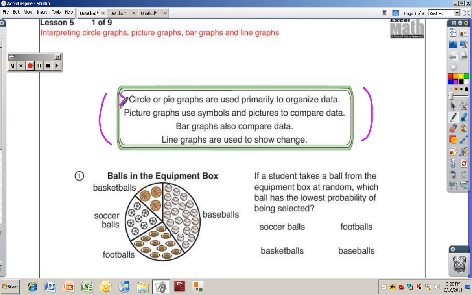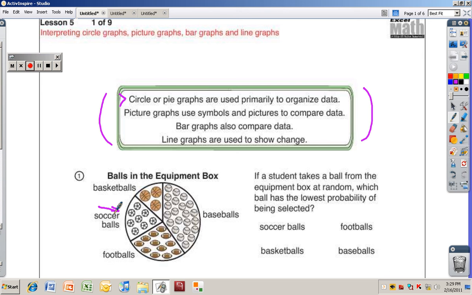Circle graphs or pie graphs, that's what this is right here, this first one that you can see. And that's just to organize it so you have a real quick picture of which thing is the most popular, or which has the most and which has the least. That kind of thing, you can just glance at it and see that right away. Picture graphs, you can compare between one answer and another, say on a survey. Bar graphs, same thing. And then line graphs, completely different function. A line graph is where things are changing over time.